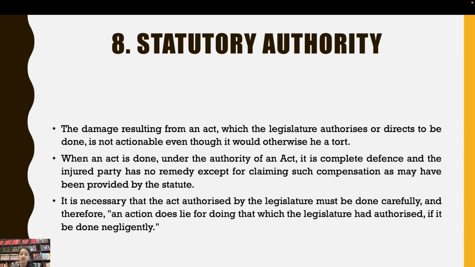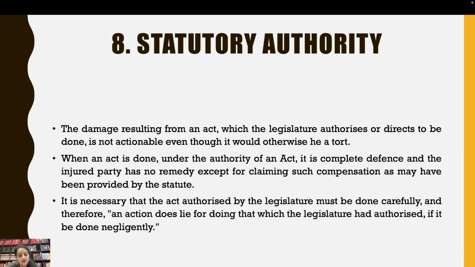Correct? Now, statutory authority. What do you understand by statutory authority? By statutory authority, we understand that there is an authority of law which enables you to use that power to do something. And that can be taken as a defense. I was under the authority of law to do what I'm doing right now. The damage resulting from an act which the legislature authorizes or directs to be done is not actionable, even though it was otherwise a tort. So, in case there is a tort, it will not be actionable if the legislature authorizes such act.